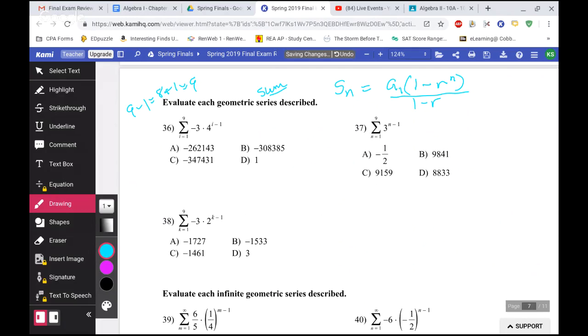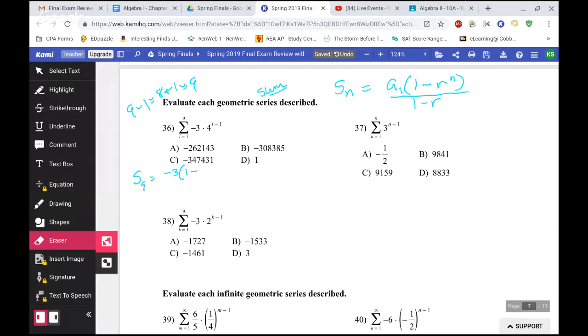So you're going to say the value of the first term, which in this case, if you plug in a 1 here, is going to be 4 to the 0 power, which is 1, and 1 times -3 is -3. And then 1 minus the common ratio.